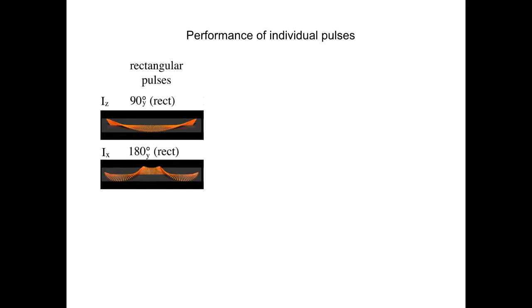Also, here's what individual pulses do. For the rectangular pulse, we look at what happens if we apply a 90-degree rectangular pulse with 10 kilohertz maximum amplitude. With that, close to resonance we get the excitation, outside not. Suppose the first pulse was perfect and we end up at X. If we apply a 180-degree Y pulse, it's supposed to bring everything to minus X, but it only happens for a very small offset range. So it's a very bad refocusing pulse.